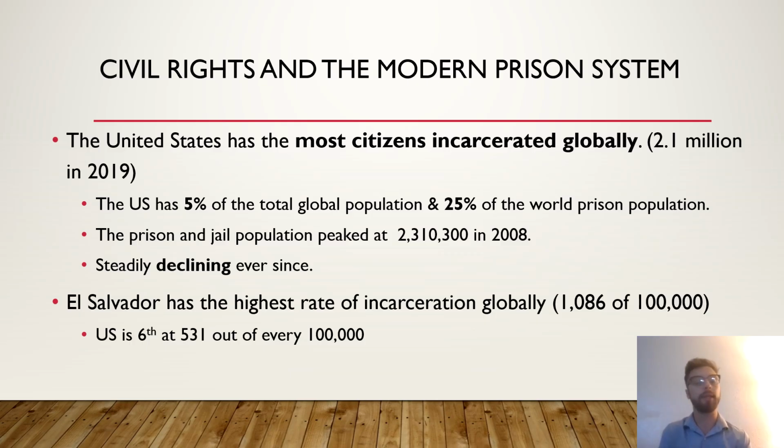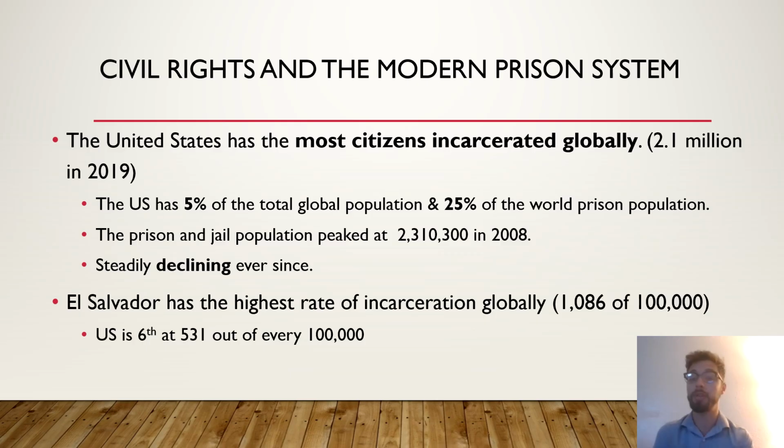What do I mean by that? I mean that if you take 100,000 individuals at random in the United States, you have a chance of having 531 of them currently residing in a prison. Now, that is different from states like El Salvador, which has the highest rate of incarceration globally at 1,086 per 100,000 individuals. But we do see for Western democracies, we are at the top of the list. We see that the United States has 5% of the total global population and 25% of the world's prison population.